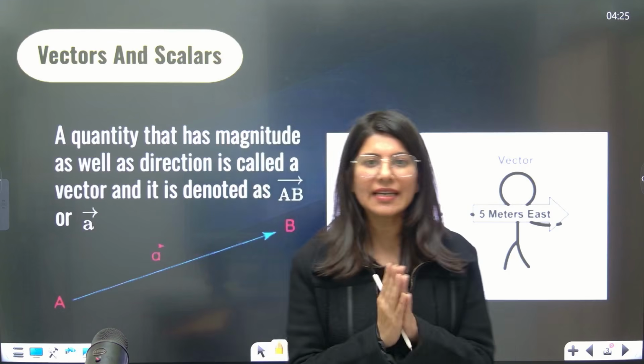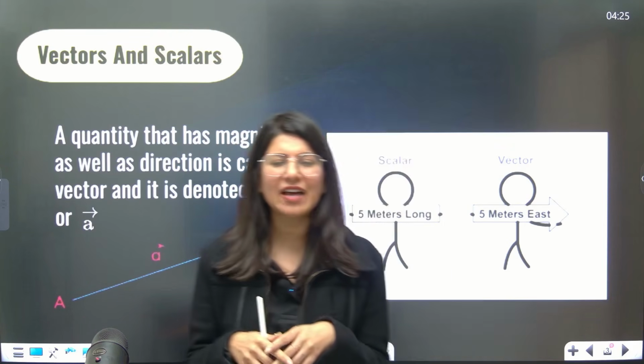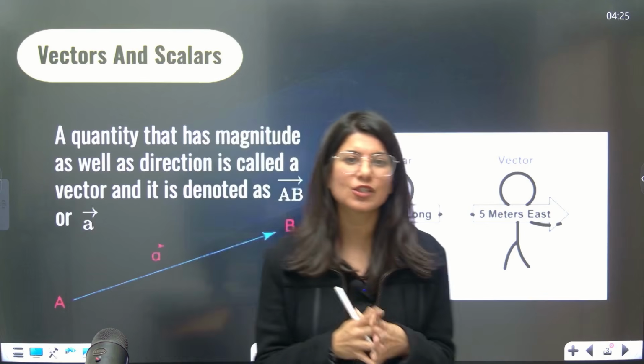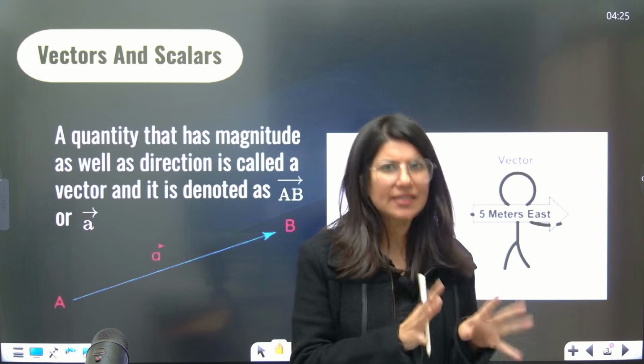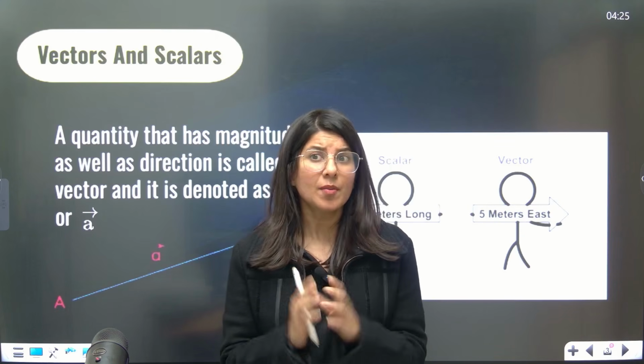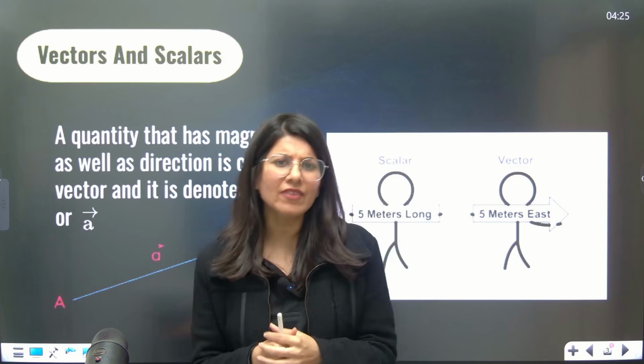So vector and scalar. What is a vector quantity? What is a scalar quantity? This we have studied many times in physics also. A quantity which has only magnitude is your scalar quantity, right? But a quantity which has magnitude as well as direction is a vector quantity.